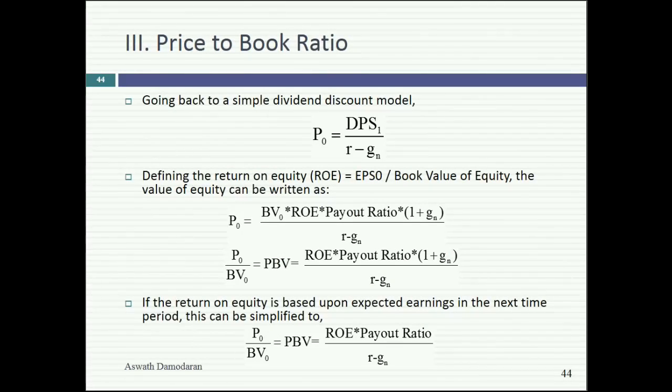Let's move on to price-to-book ratios. Price-to-book ratio, you take the market value of equity and you divide by the book value of equity. So you get a price-to-book ratio.